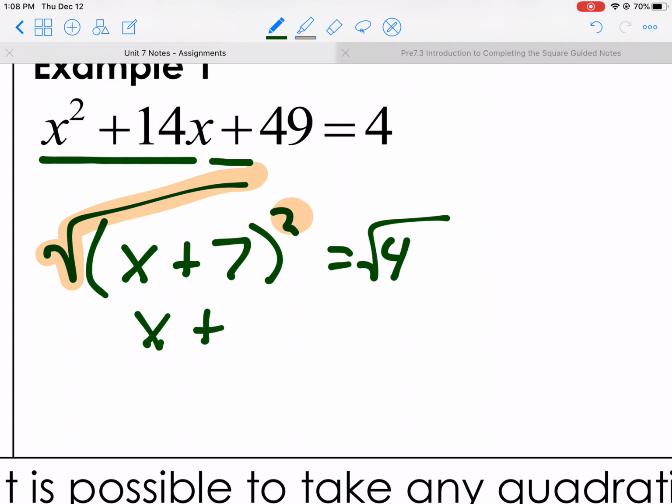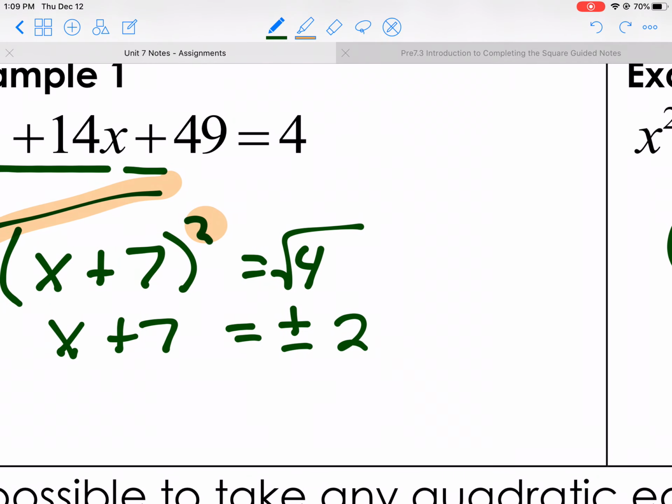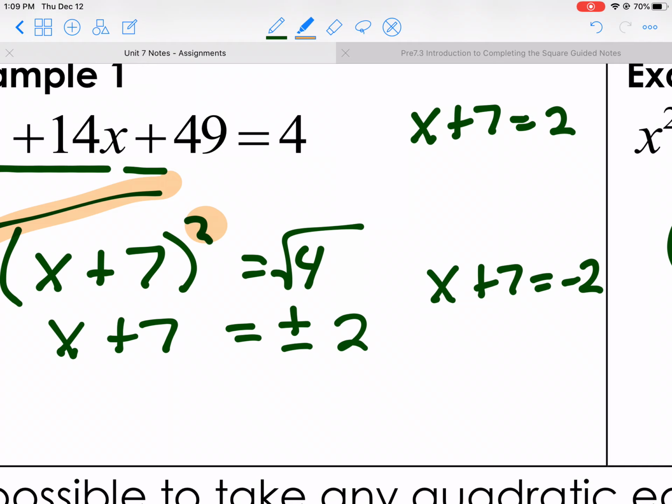So on the left, I'm left with x plus 7. On the right side of the equation, I have plus or minus whatever the square root of 4 is. That's going to be 2. At this point, since the radical is totally gone over here, I suggest writing it in 2 ways. You want to write x plus 7 equals positive 2, then leave some space and write x plus 7 equals negative 2. Right, we have 2 options right here. That's what this plus or minus is telling us. Either one of those would solve the situation.